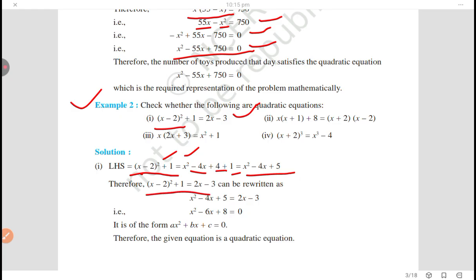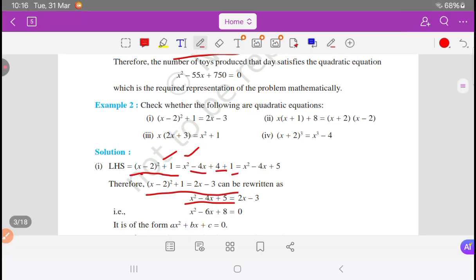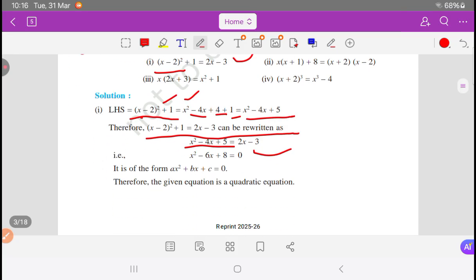Therefore, you can rearrange this: x square minus 4x plus 5 equal to 2x minus 3. Then rearranging you will get x square minus 6x plus 8 equal to 0. So it is of the form ax square plus bx plus c equal to 0. Therefore it is a quadratic equation.